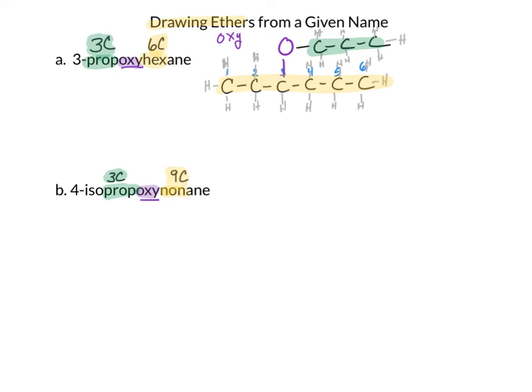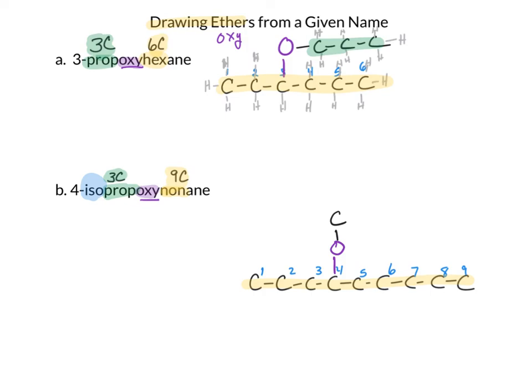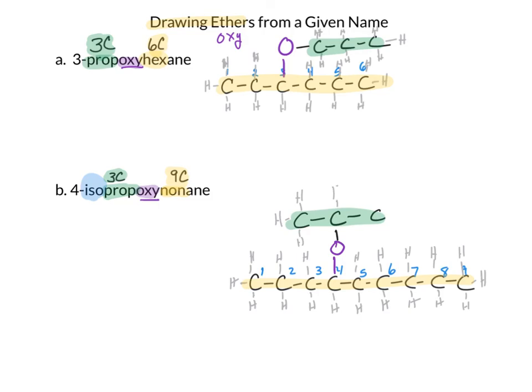We draw our 9 carbons in a straight line. We go to carbon number 4, we put in our oxygen, and on the other side of that we're going to attach a carbon. Now notice that this says isopropoxy, not propoxy. That means I have to put a carbon on either side of that carbon so that we will have an isopropyl group. So we now have our carbon skeleton for 4-isopropoxynonane. Now we just need to add the hydrogens in to make sure that each carbon gets 4 bonds and each oxygen has its 2. And that is 4-isopropoxynonane.